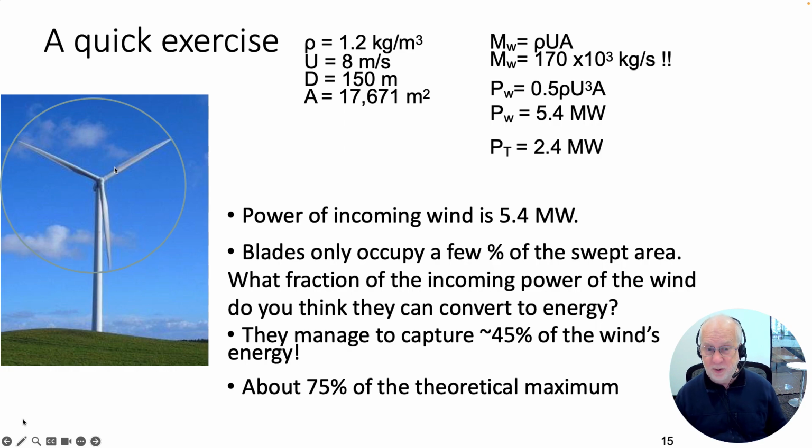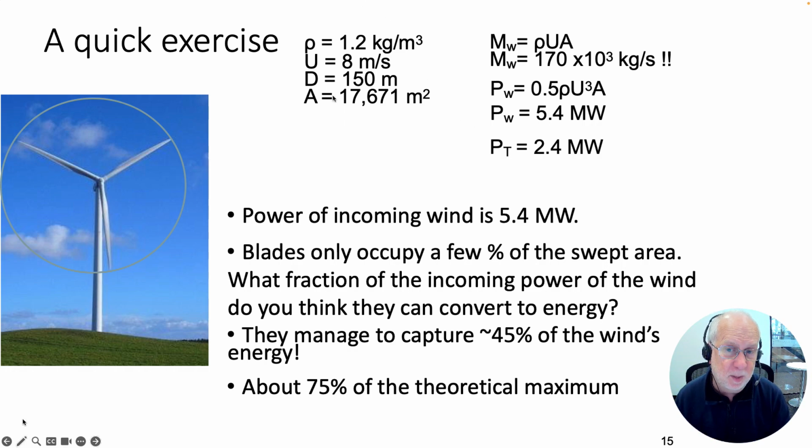You don't think air weighs much. It doesn't, only 1 kilogram per cubic meter, but there's a lot of cubic meters going through there, so 170 tons, that's like 150 cars or more. And then factor in multiplying by velocity squared, that gives you 5.4 megawatts. 5.4 megawatts is the energy of all that wind pouring through that area.